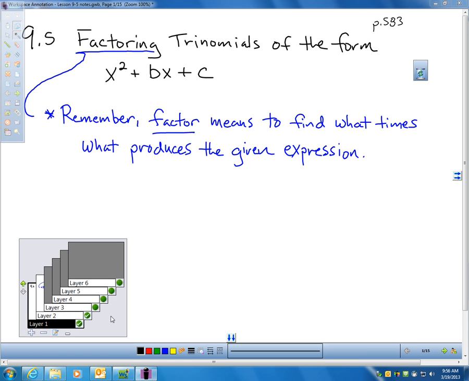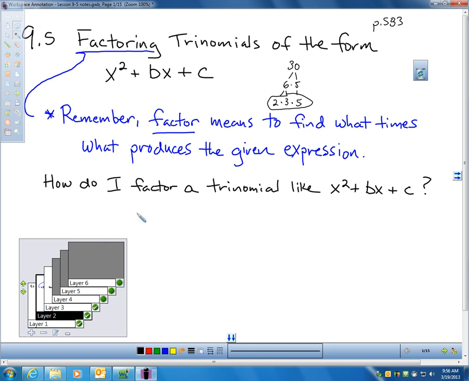So to factor this, remember factoring means we need to find what times what will produce this expression. That's factoring. Think about factoring back in 4th grade. If I gave you 30, you could factor 30 into 6 times 5, and you can factor 6 into 2 times 3. So you could break this thing up into 2 times 3 times 5. 2 times 3 times 5 is 30. That's factoring. Well, instead of just factoring a number, we're going to factor a trinomial today.